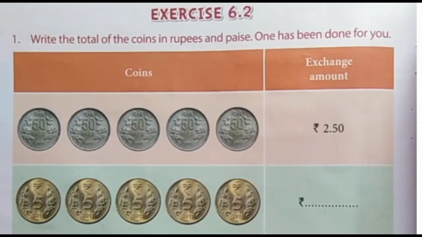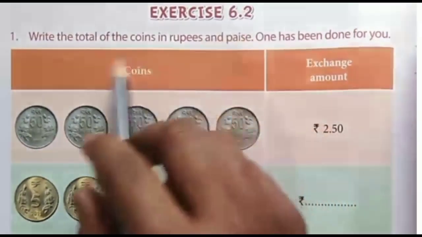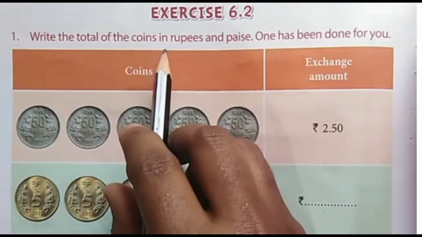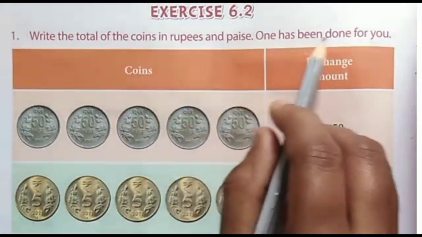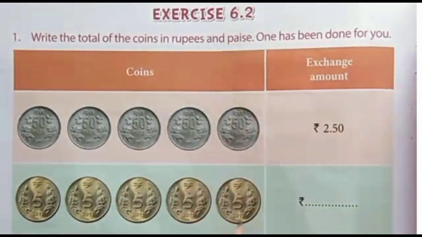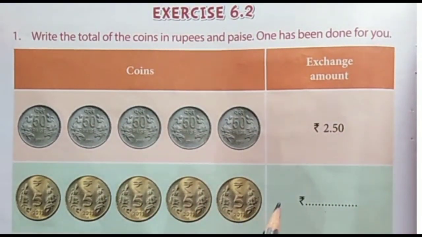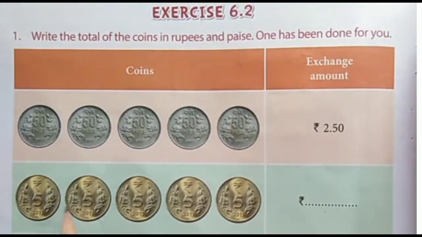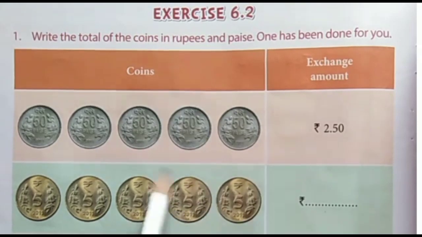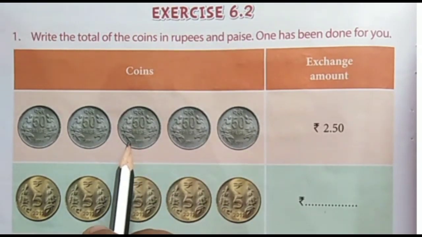Children, take page number 110, exercise 6.2. Write the total of the coins in rupees and paise. One has been done for you. Here some coins are given. We should write the total amount in rupees and paise. For that, first we should count the total amount and then write it in rupees and paise. Here one example has been given for you.